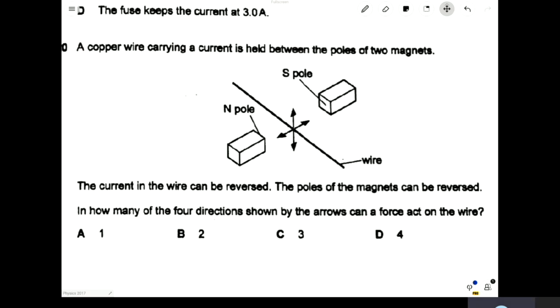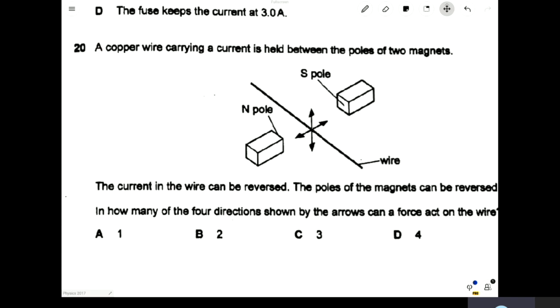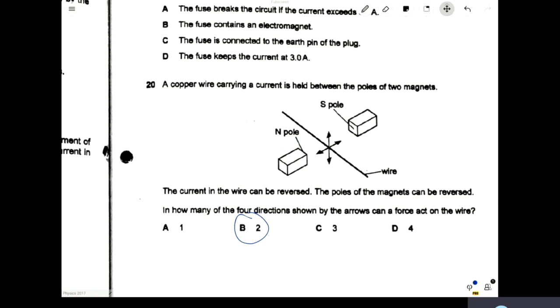Okay, next. Oh, this is your favorite again. How many of the 4 directions shown can the force act on the wire? So, question 20, last one. Just tell you the answer. It says B. True. Why? Because you must use Fleming's left-hand rule to deduce the direction of force. And the induced force must be perpendicular to the direction of the magnetic field. With any possible combination of magnetic field and current, there are only 2 possible directions of force. Alright, that's what the answer says. So please go ahead and study this, right?